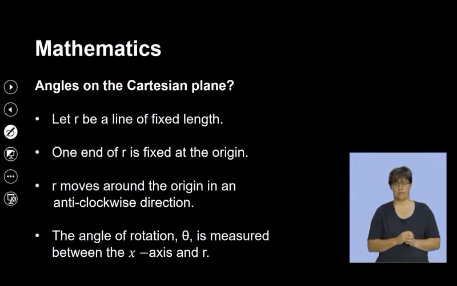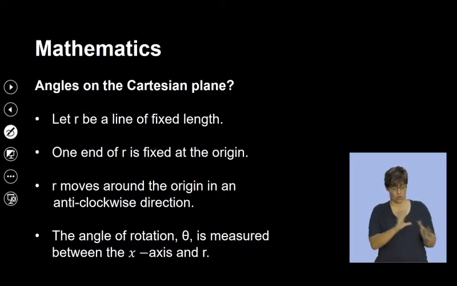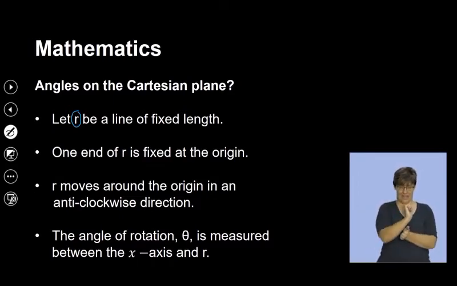Now, if we are trying to find angles and link the ratios to this particular Cartesian plane, let R be a line of a fixed length. R would then be the radius in this instance, because we're going to draw a circle around there. One end of R is fixed at the origin, so the line R starts from the point of intersection of the axes, and then it moves around the origin in an anti-clockwise direction.